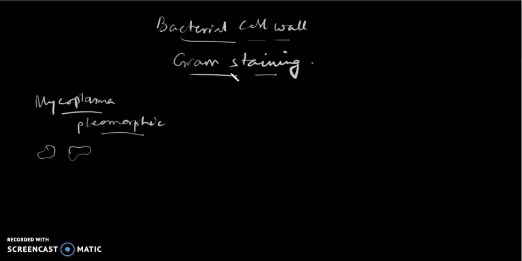But the bacterial domain can be divided broadly into two categories on the basis of the cell wall and the nature of staining property of those cell walls. They are either gram positive or gram negative. So where did these terms gram positive and gram negative come from? It was Christian Gram.